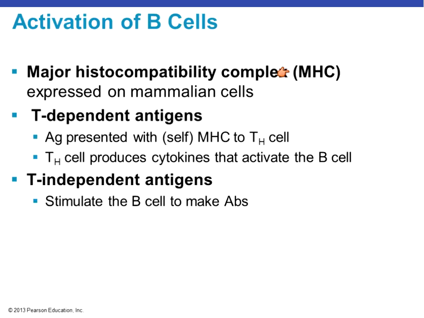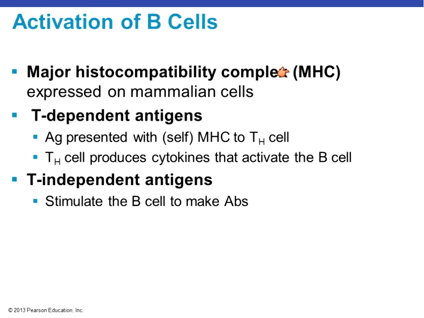Just in the same way that bacteria and viruses, those pathogens, have their cell surface markers that say, hey, I'm Joe E. coli, the bacteria, your own cells have special markers that say, hey, I'm a Kelly cell. So immune system, don't attack me. I'm supposed to be here. So those are those MHC markers. So antigens are presented with self-MHC markers to helper T cells.